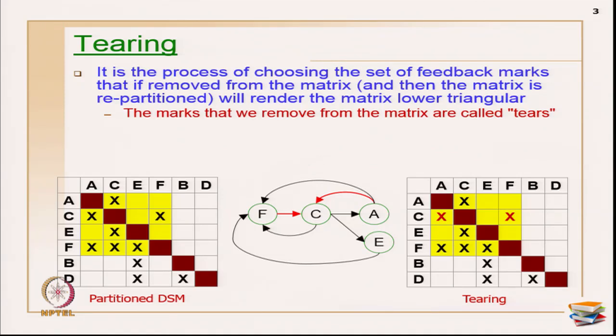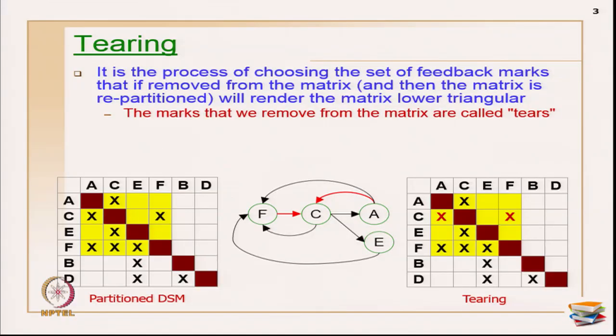You have to choose a set of a few marks. If you start choosing all x marks, then you may have to repeat everything every now and then. So you have to make the number of tear marks as few as possible, as minimal as possible. It is a process of choosing the set of feedback marks that, if removed from the matrix and the matrix is repartitioned, will make it lower triangular. The marks that we remove are generally called tear marks.